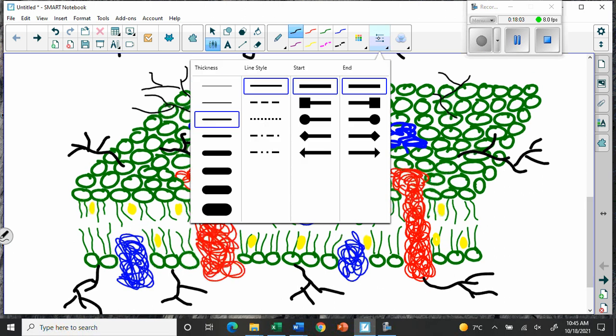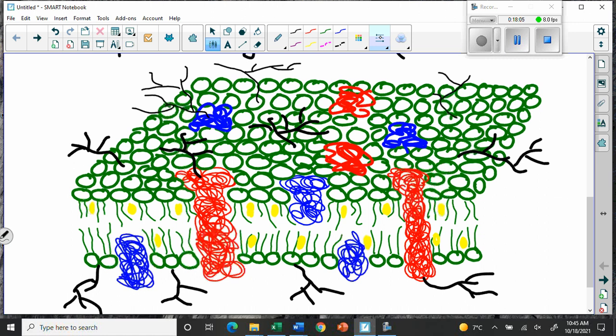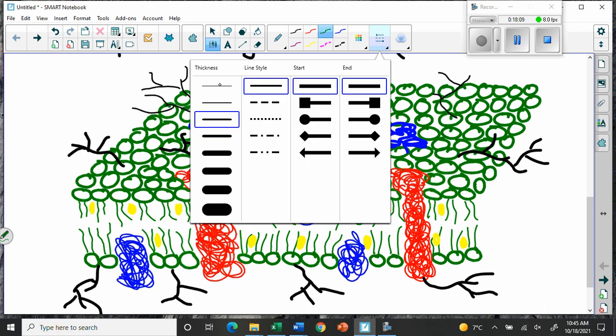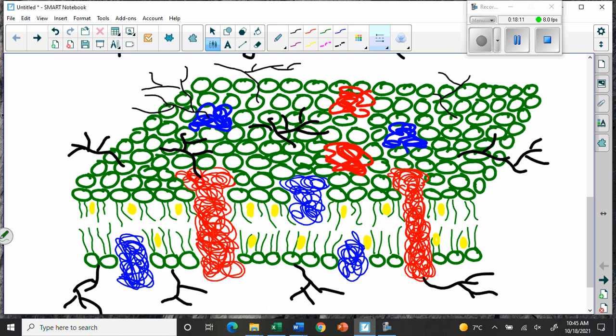Just to make the 3D effect look better, we're going to finish the other side of the membrane here. So what I have to do is draw some little tails. These guys are kind of on the outside of my picture, so I'll just draw little tails straight down like that. And then I'll draw more little tails going up like that.